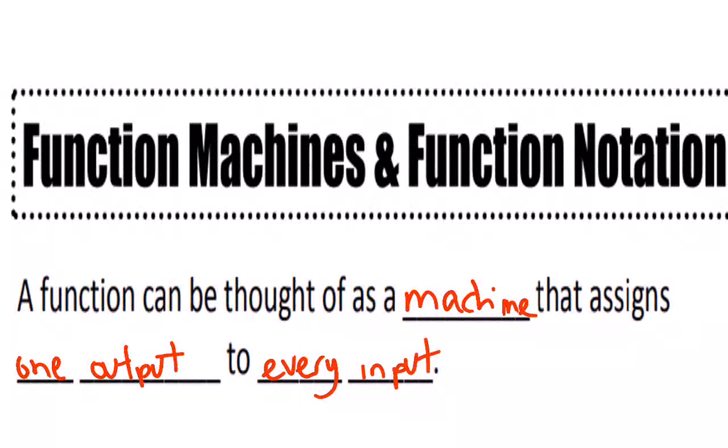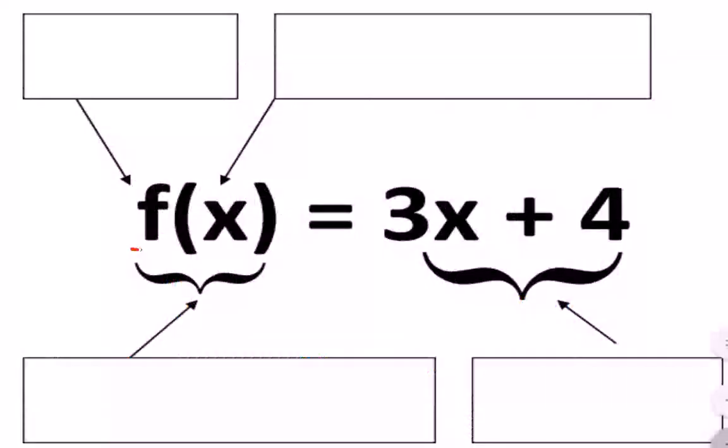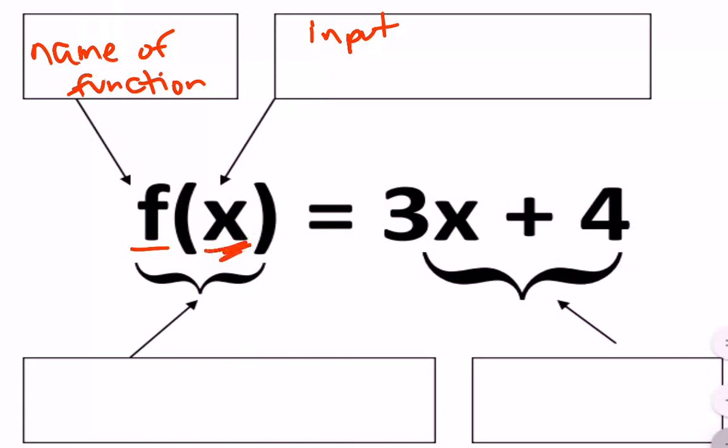So let's look at the different components of a function. The first letter is the name of the function. The x is the input. It tells us what number, or sometimes expression, to plug into the function. So I'll just say what to plug in.